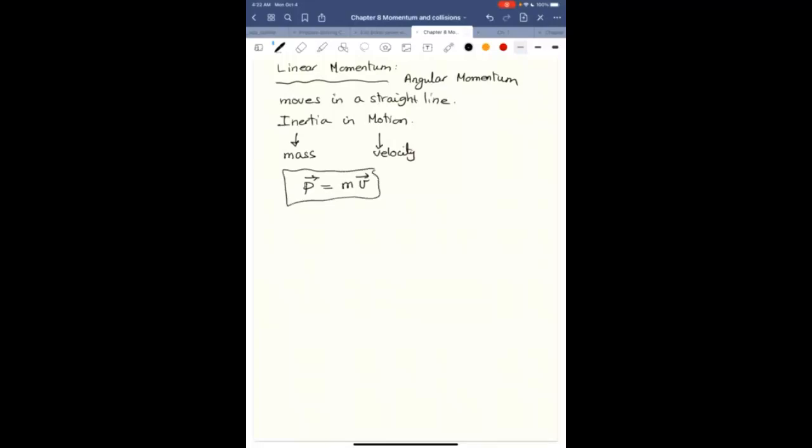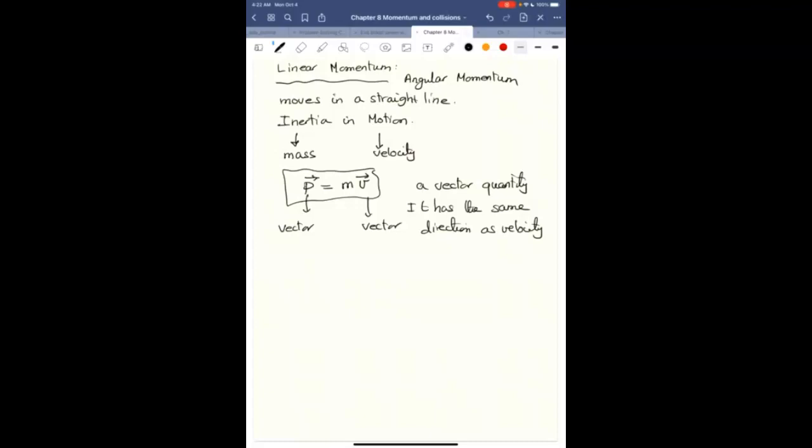Now, mass is a scalar, but velocity is a vector, so momentum is a vector quantity. It has the same direction as velocity. Then if the object is moving to the right, momentum is positive. If the object is moving to the left, momentum is negative.